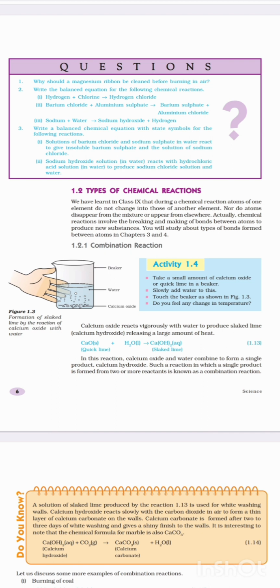Okay, let's start. So there are four types of chemical reactions. Those include first combination reaction, second decomposition reaction, third displacement reaction, and fourth double displacement reaction. So we'll study each of these reactions one by one.